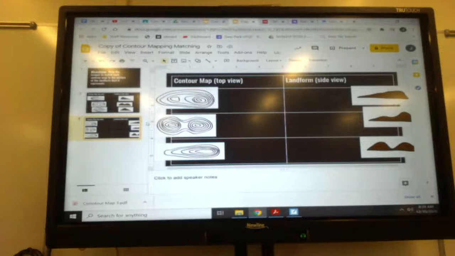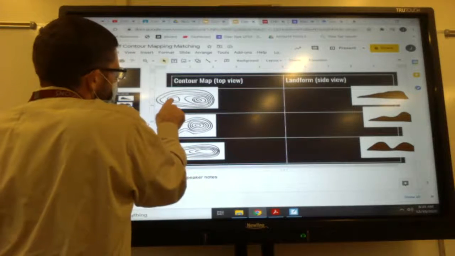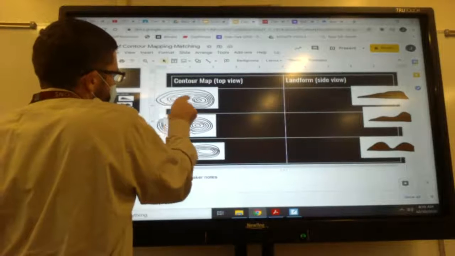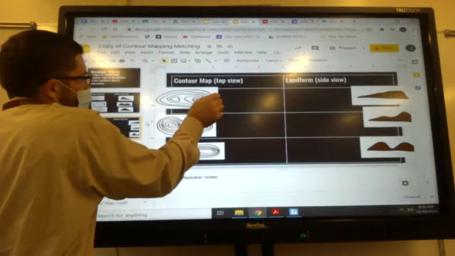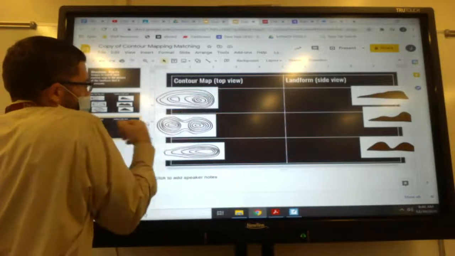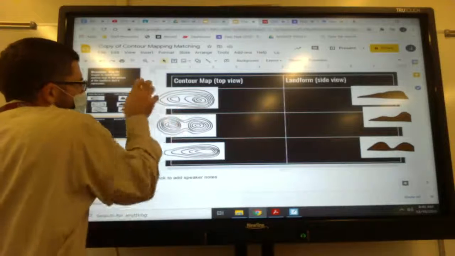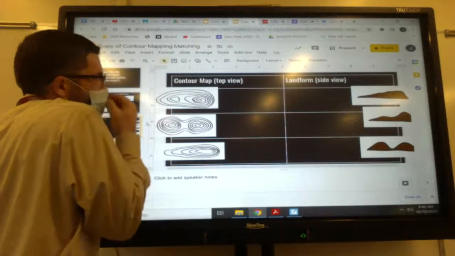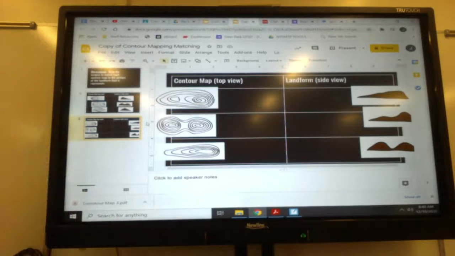Next one, I have two hilltops here. This hilltop's going to be taller. It's going to have more of a steep slope. This hilltop here won't be as tall, and it's going to be a more gradual slope. So what picture does that match up with? The second one. Excellent.